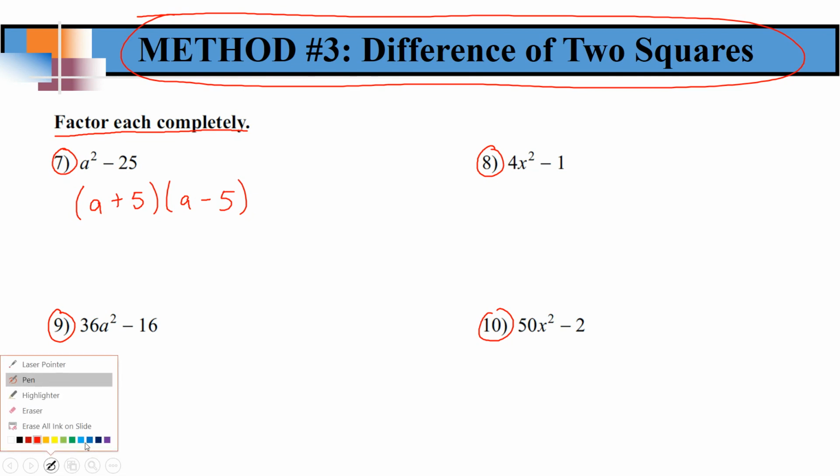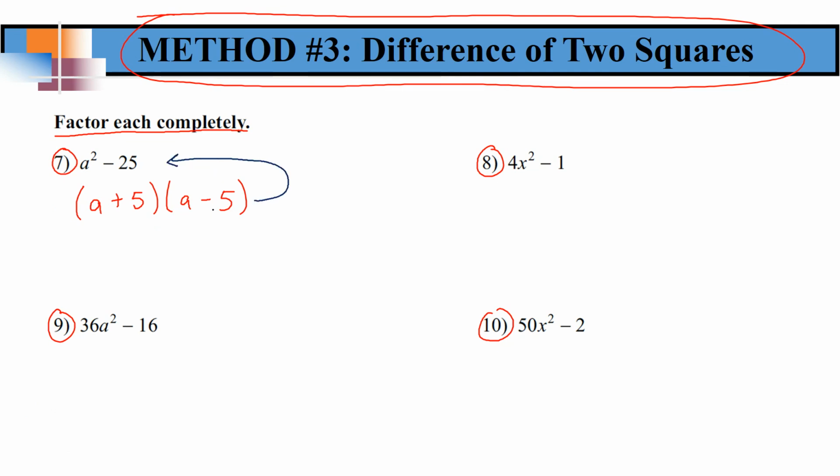Well, first thing, if I wanted to work backwards, if I wanted to get from this to this, I would use distributive property, wouldn't I? Specifically, I would use FOIL, right? Factoring is just reverse FOIL.